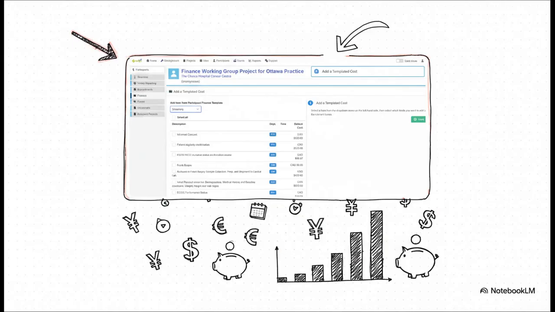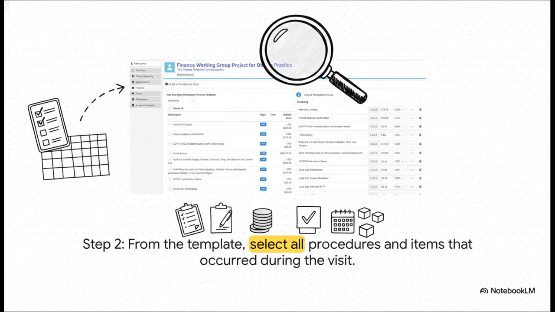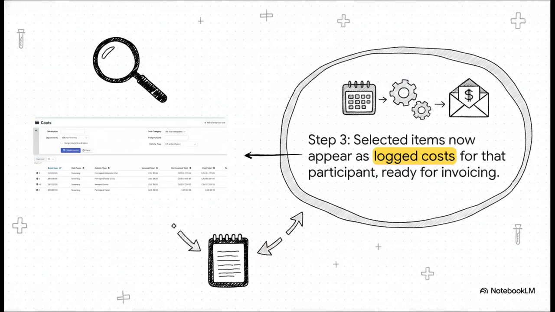So what does this actually look like in the system? Well, say a participant just finished a visit. You just go to their profile, click on the Finance tab, and hit Add a Templated Cost. That one click instantly pulls up the budget you've already loaded in. Super simple. And this is where the magic happens. Edge gives you a nice little checklist of every possible cost for that type of visit. All you have to do is check the boxes for what actually took place. This is the key moment where you verify exactly what goes into the billing cycle for that participant's visit, ensuring everything is spot on.